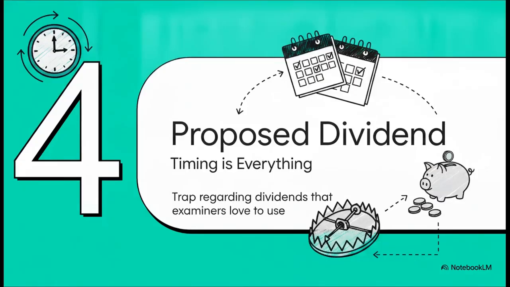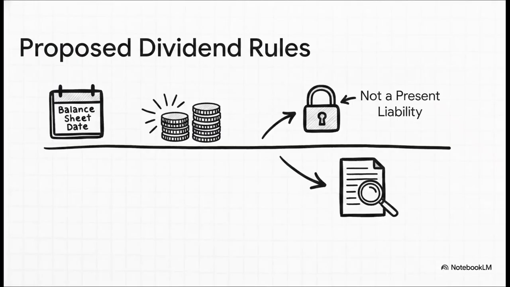Let's keep moving. Section 4, the proposed dividend dilemma. Timing is everything. You'll want to pay very close attention here, because examiners love to set this specific trap. If a dividend is declared after the balance sheet date but before the financials are approved, it is absolutely not a liability at the balance sheet date. You do not recognize it as a payable. Because the actual declaration happened after year-end, there was no present obligation on the balance sheet date itself. AS4 mandates that this requires disclosure in the notes to the accounts only. Seriously, do not let this trip you up on exam day.